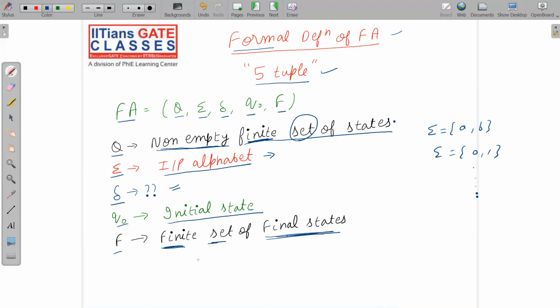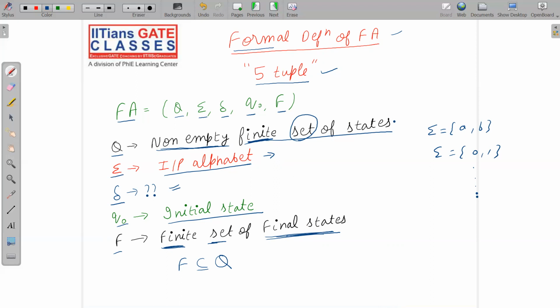Let me give you one more thing. F will obviously be a subset of Q. Q is the set of all the states in the FA, and F is the set of final states in that FA. So if we have say 10 states, then we can make 1, 2, 3 up to 10 states final also. In the set of states, we will take some states as final. I have not used the word non-empty for F, so the set of final states can be empty also.